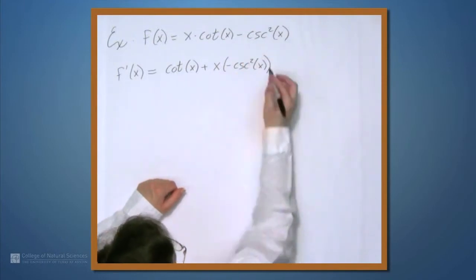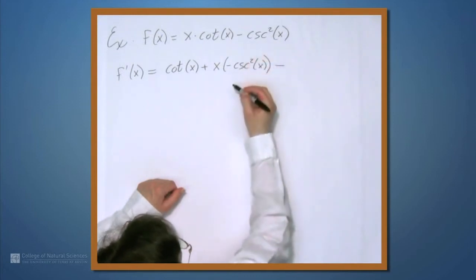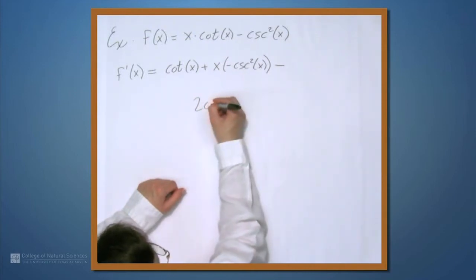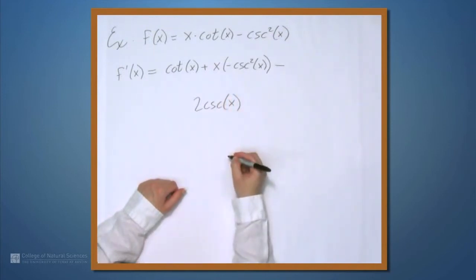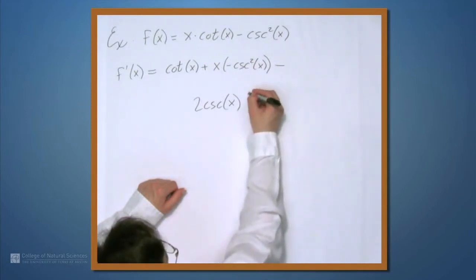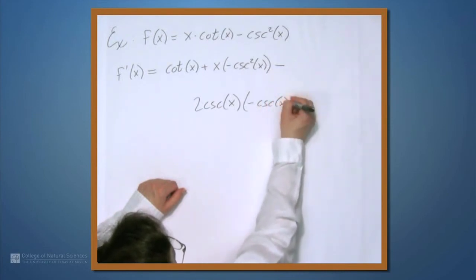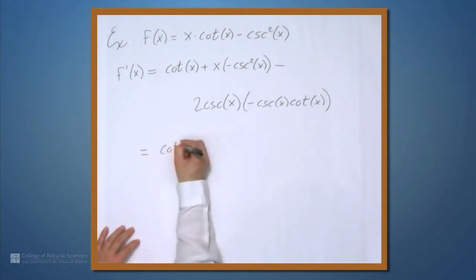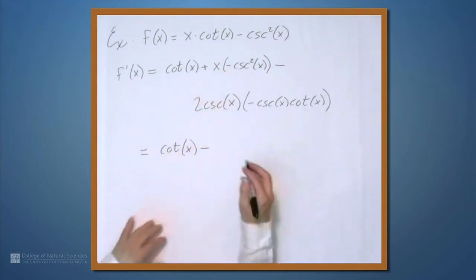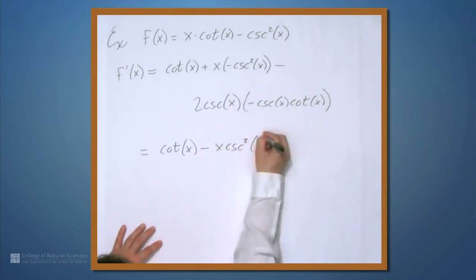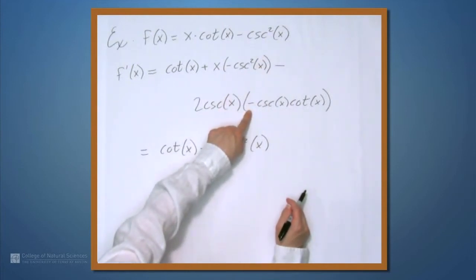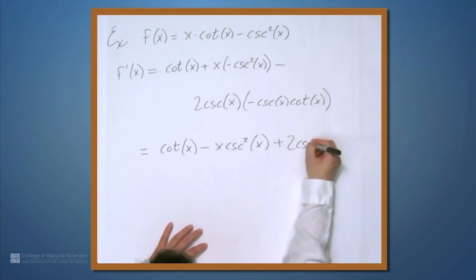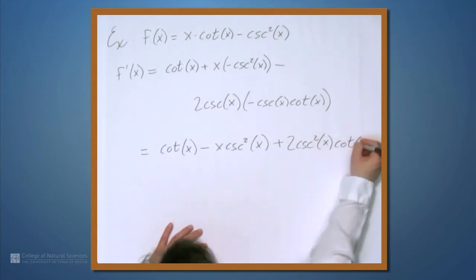And then minus the derivative of cosecant squared. Here we'll need the power rule and the chain rule. So for cosecant squared, a 2 comes down. Let's actually write this on the next line. So minus 2 times cosecant x to the first power, and then by the chain rule times the derivative of cosecant. And the derivative of cosecant is negative cosecant cotangent. So just to simplify a little bit, this is cotangent x minus x cosecant squared x. And then we have minus and then a minus here. So this likewise becomes a plus. So we have plus 2 and then 2 copies of cosecant. So 2 cosecant squared cotangent.